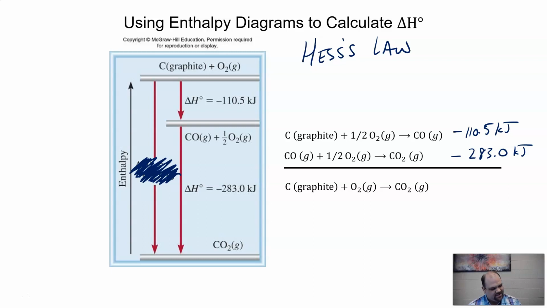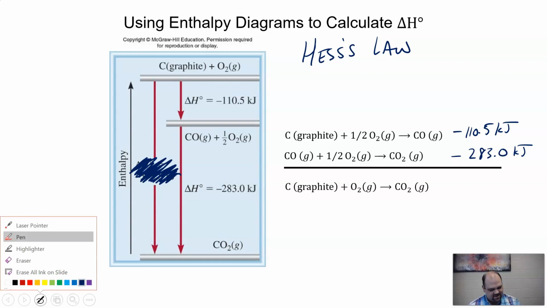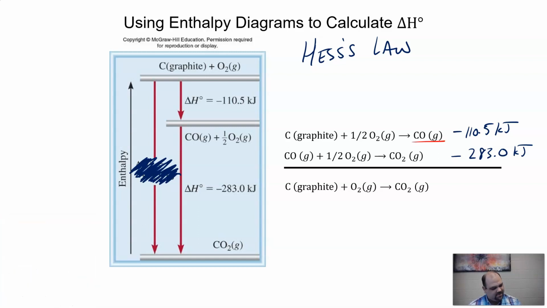adds up. Here we have CO as a product, right? And in the bottom we have CO as a reactant. If it's on both sides of the equation, then it cancels out, and so we don't have to worry about that. We have carbon as graphite, that carries down. We have CO2, that carries down. We have a 1/2 oxygen and a 1/2 oxygen to give us a whole oxygen. And so our reaction works.